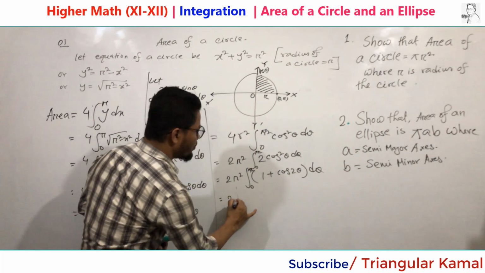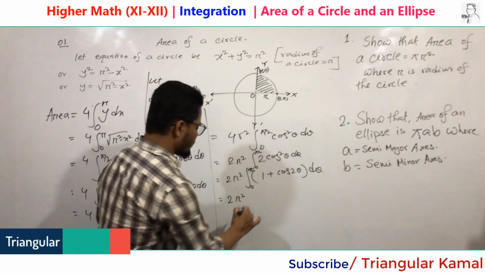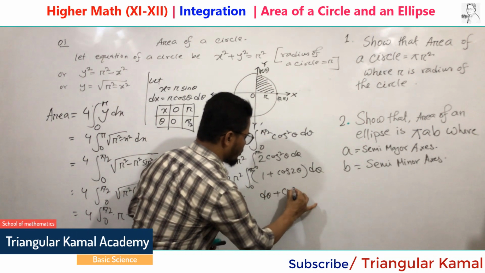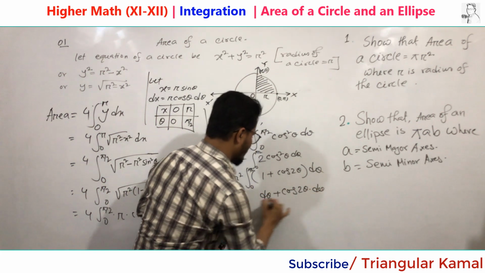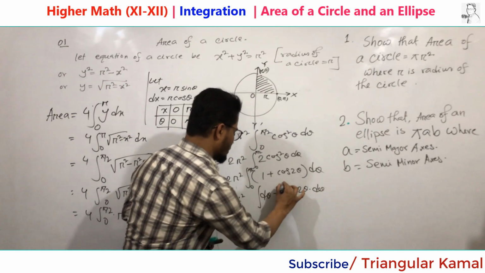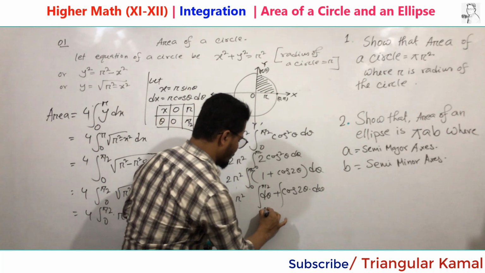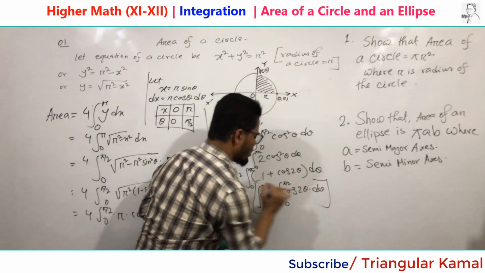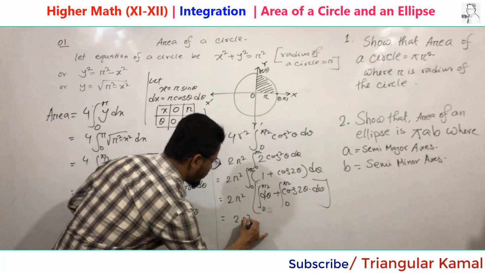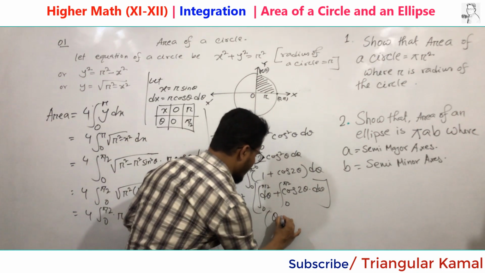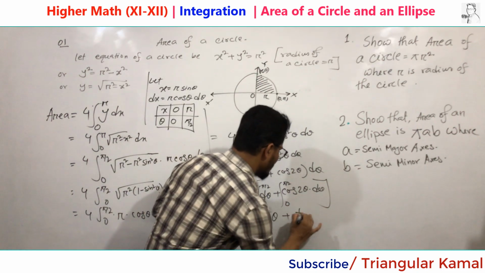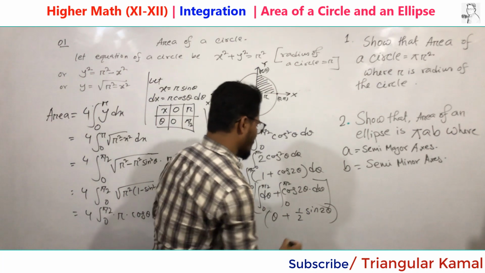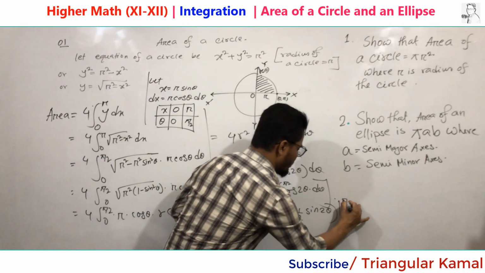So now there will be 2 r square. Now multiply here d theta plus cos 2 theta d theta. Just do integration here, limits pi by 2 and 0. There will be twice r square, we get here only theta plus 1 by 2 times sine 2 theta, and the integration limit together, we can use here pi by 2 and 0.